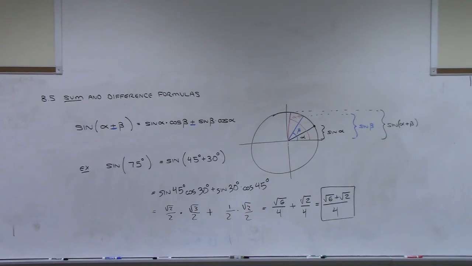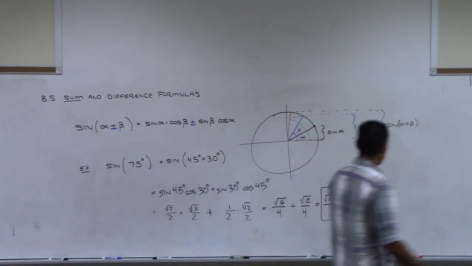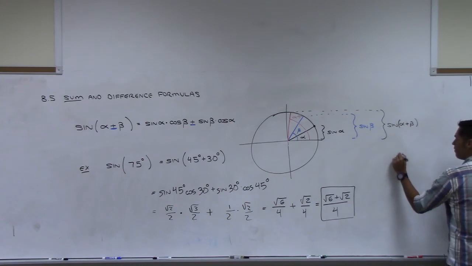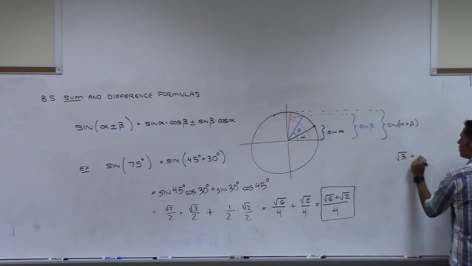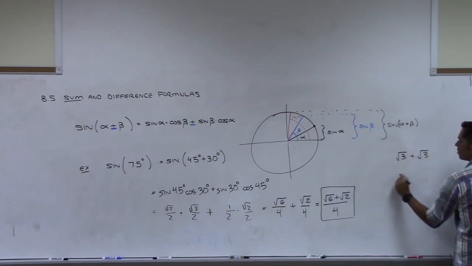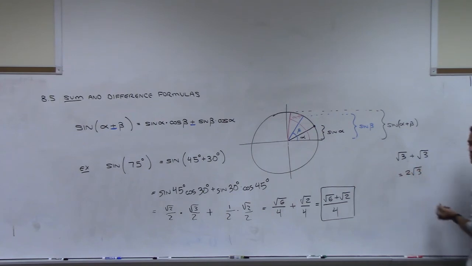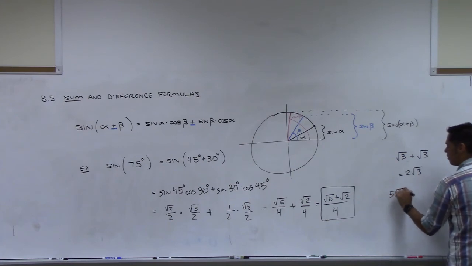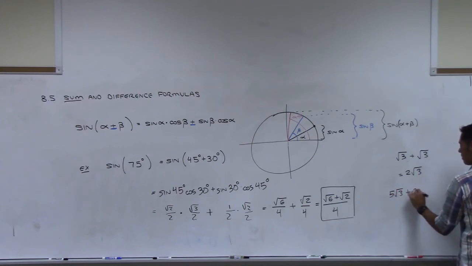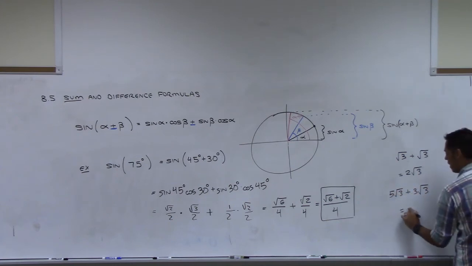Yes? The root 6 and the root 2? Because they're not like radicals. So it's kind of like this. If I had root 3 plus root 3, that would turn into 2 root 3. It's 2 of them. If I have 5 root 3 plus 3 root 3, this would become 8 root 3.